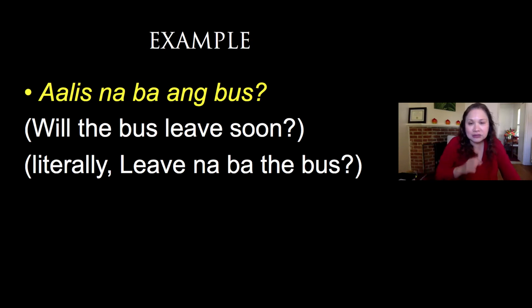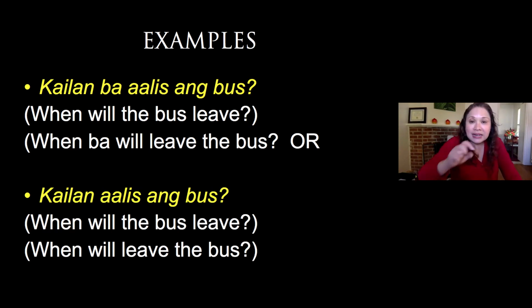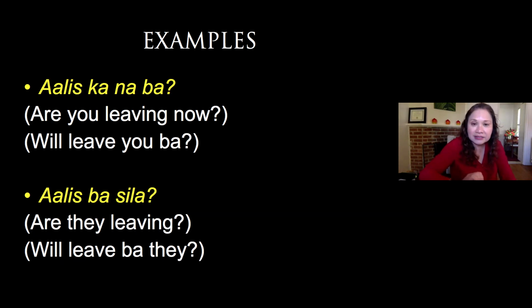Now let's look at examples. So, aalis na ba ang bus? Look at ba, right? It comes after na, right? And then, kailan ba aalis ang bus? Or, we can just say, kailan aalis ang bus? Another example. We can say, aalis ka na ba? So look at ba there. Ba is at the end of the sentence. Or, we can say, aalis ba sila?